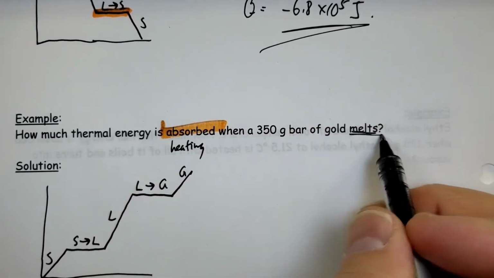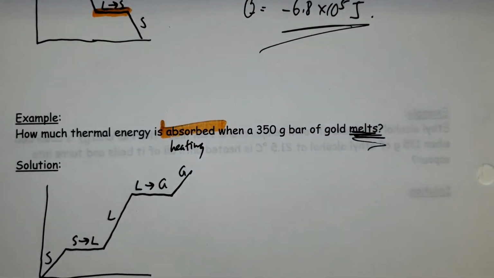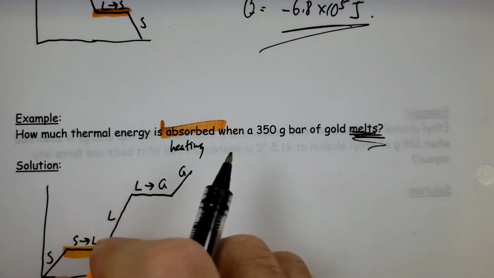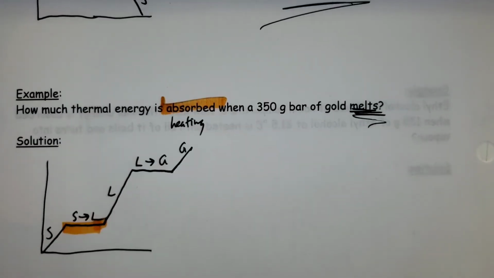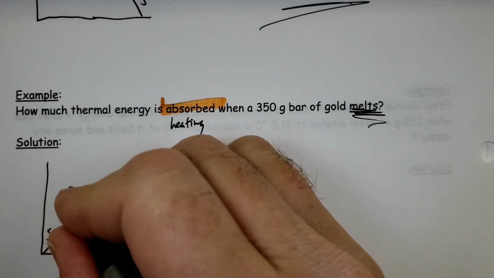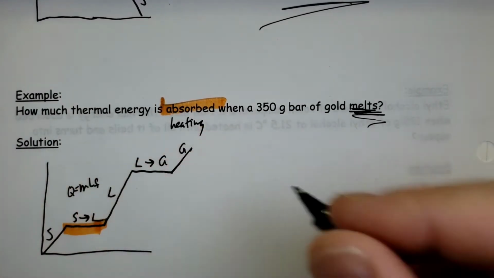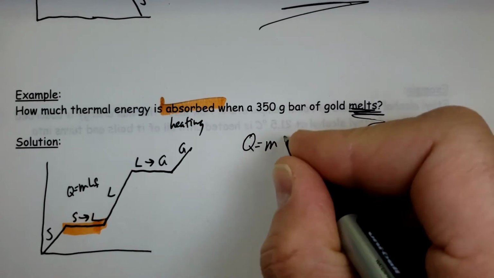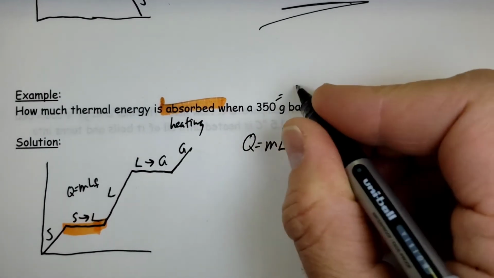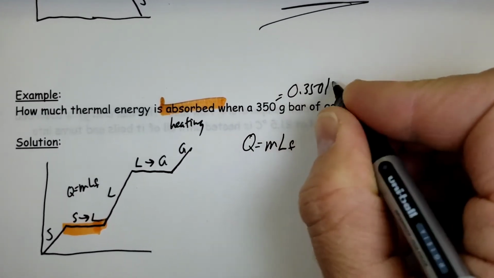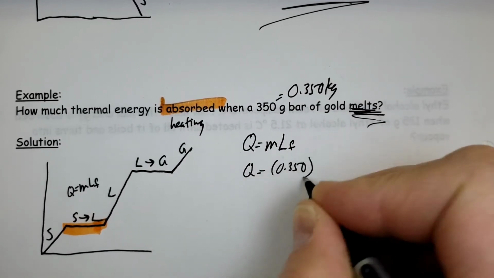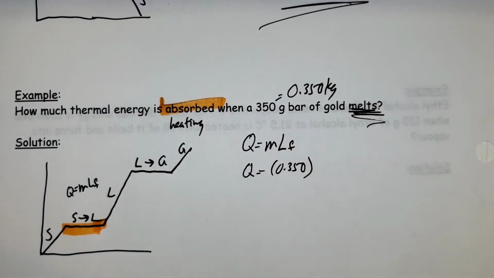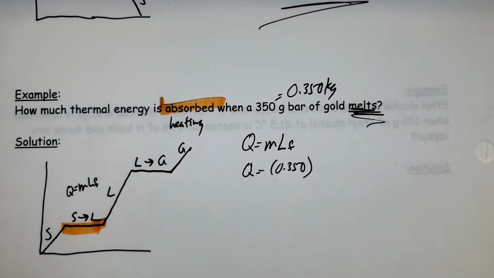And it's melting. And of course, we know melting, that is that region right there. So we're only looking at one region here as well. So of course, Q equals mLF, and of course, that is equivalent to 0.35 kgs. Latent heat of fusion, we're going to use the positive version because, again, it is absorbing energy.